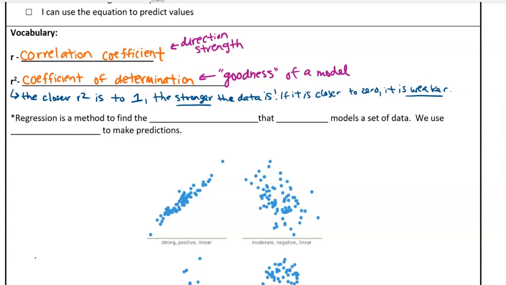And for our fill in the blanks, it says regression is a method to find the equation that best models a set of data. We use regression to make predictions.